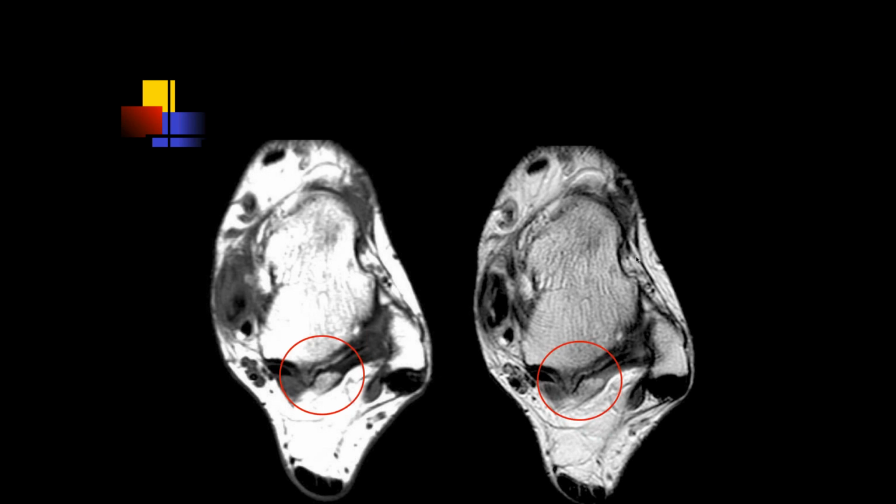Now looking at the posterior talofibular ligament there, we can see, I think this is an osseous avulsion.